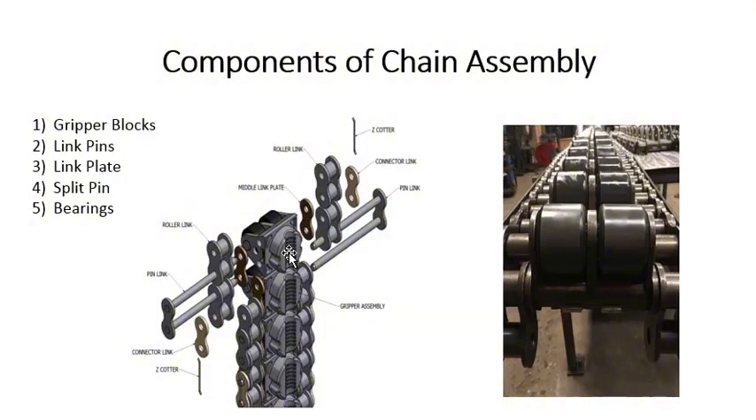The other important component of the chain is the bearings. These bearings are installed on the back side of the chain, and when we are performing a coil tubing job, these bearings play a critical role, because ultimately the load of the chain is held by these bearings.